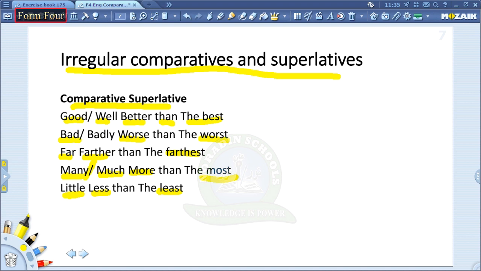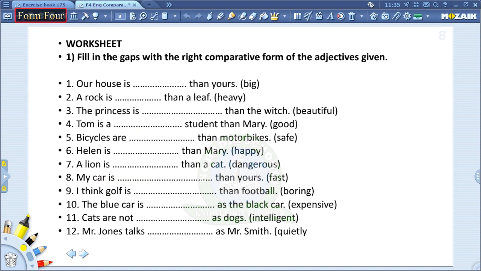Little, less, or least. Okay, let us do this exercise. This is a very simple lesson. So we're going to cover the worksheet. Fill the gaps with the right comparative form of the adjective given. Not superlative, not positive, but only comparative. Our house is then big. Our house is dash than yours.